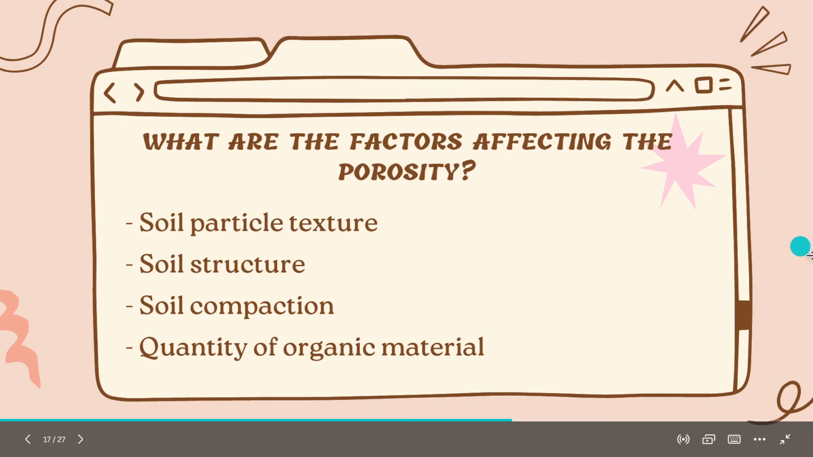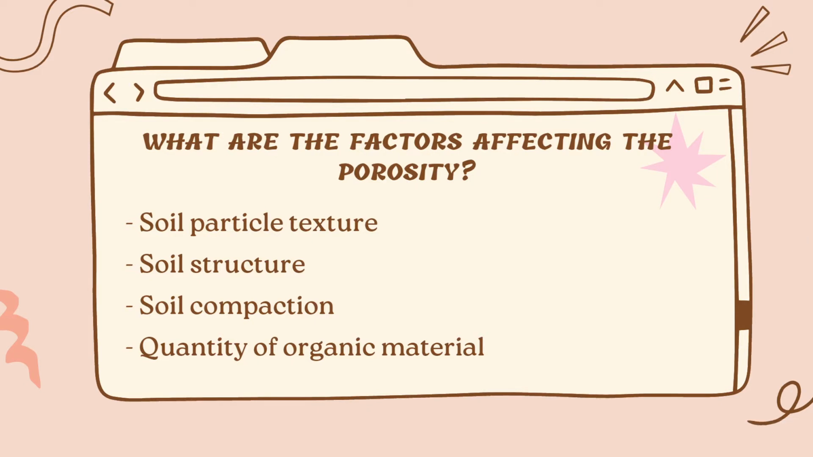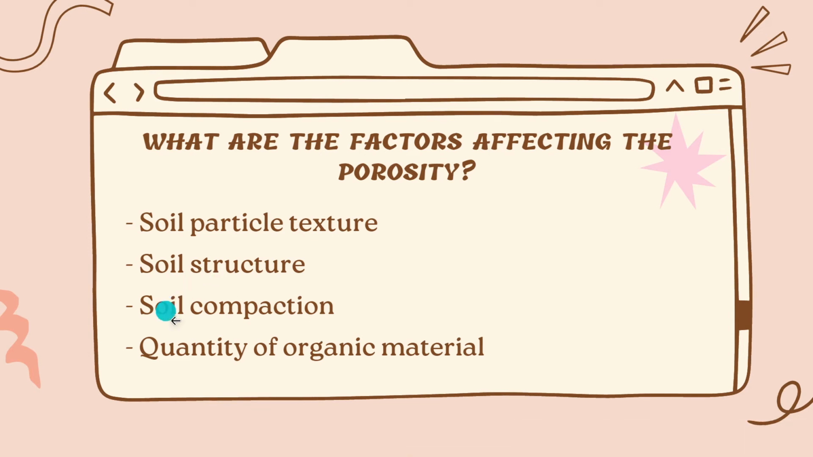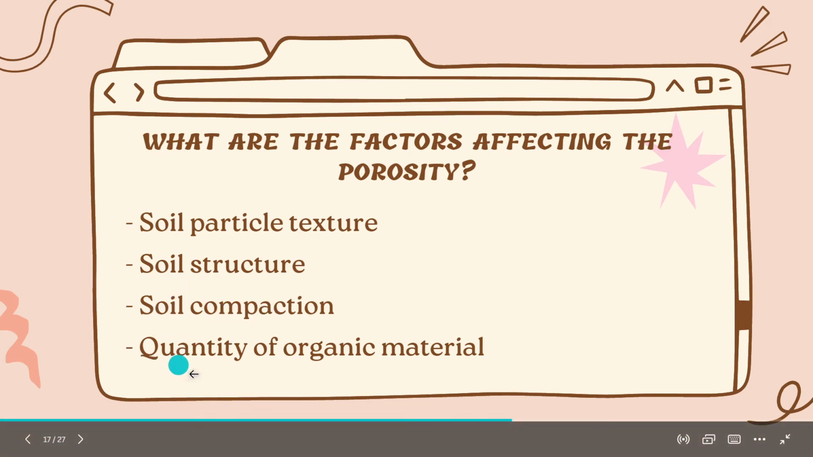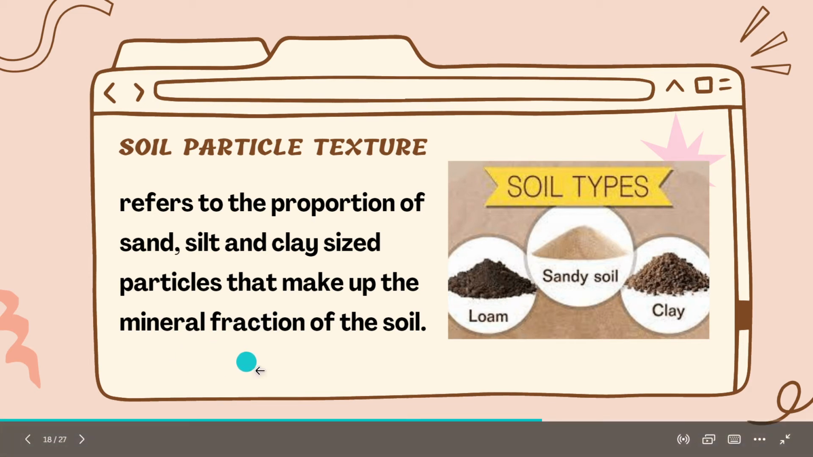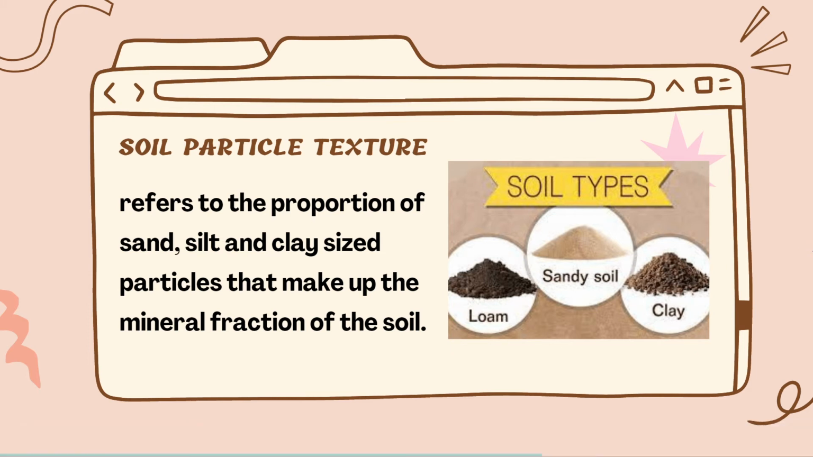Now, what are the factors affecting the porosity? We have soil particle texture, soil structure, soil compaction, and quantity of organic material. So, soil particle texture. The meaning refers to the proportion of sand, silt, and clay size particles that make up the mineral fraction of the soil.